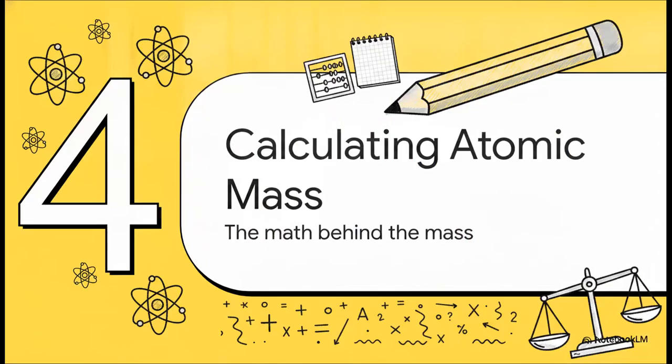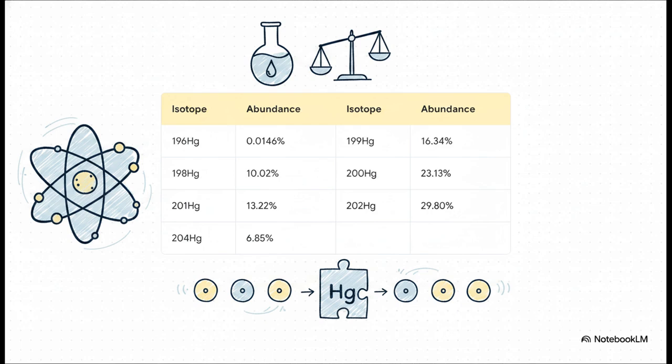And finally, Section 4, Calculating Relative Atomic Mass. All right, time to roll up our sleeves. Here is our puzzle for today. We need to find the relative atomic mass of mercury, symbol Hg. Because mercury, just like a lot of other elements, exists as a natural mixture of different isotopes, we can't just pick one weight. We actually have to calculate a weighted average based on mercury's 7 different isotopes and their relative abundances. Basically, that just means what percentage of naturally occurring mercury is made up of each specific isotope.